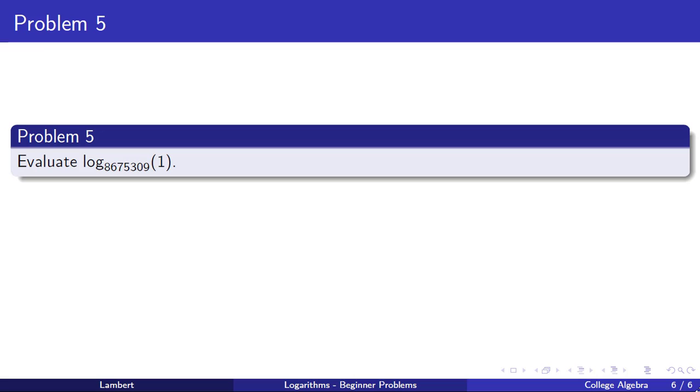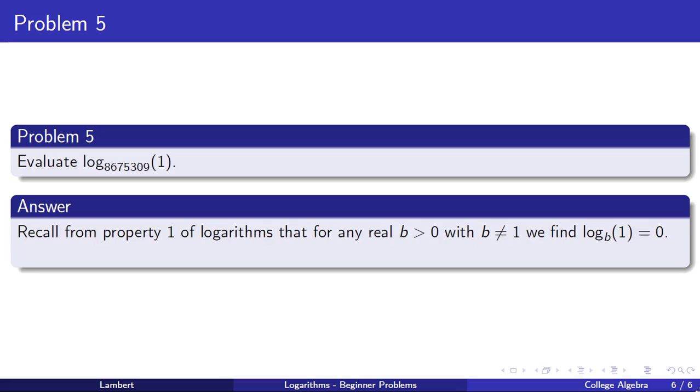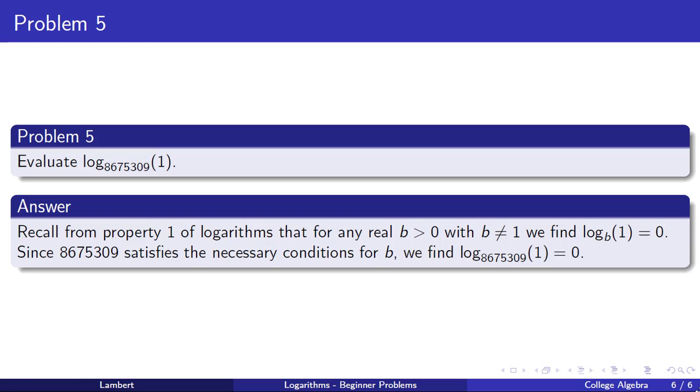Evaluate the log base 8,675,309 of 1. Usually we'd go y equals, and we can do that, but we can recall from property 1 in logarithms that for any b satisfying our conditions for a base of a logarithm, log base b of 1 always equals 0. So it doesn't matter what happens as long as 8,675,309 satisfies those conditions, which it does. We have that the log base 8,675,309 of 1 equals 0.